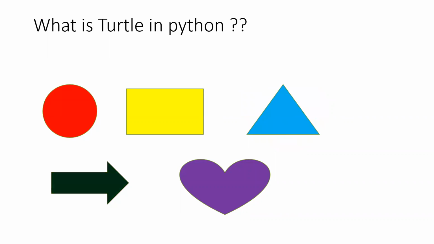We can draw an arrow, and we can manipulate it, like we can change the color of that particular item. Okay, and we can draw different shapes like a heart, and we can manipulate its color and its shape, and we can make it move.